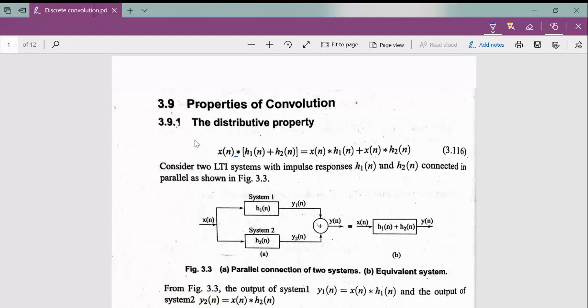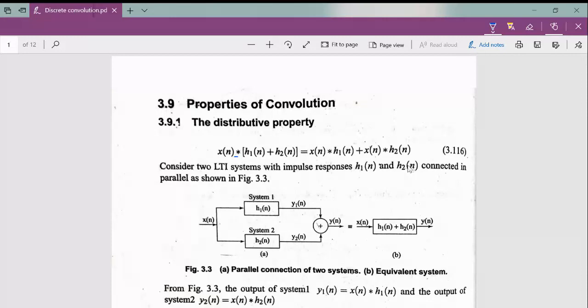In the case of a discrete LTI system, x of n is the input or excitation to the system, and h of n, which can be h1 of n, h2 of n, or anything, is the impulse response of that particular LTI system. y of n will be the total system response.